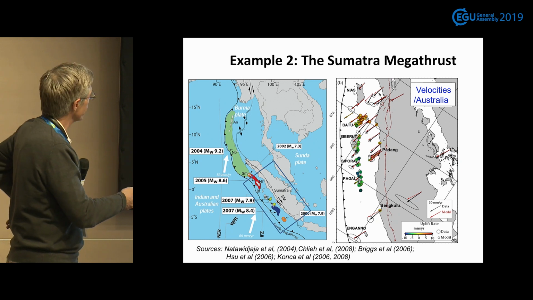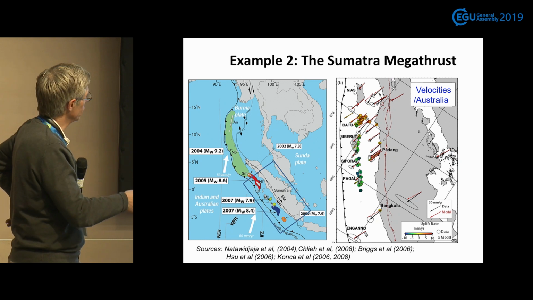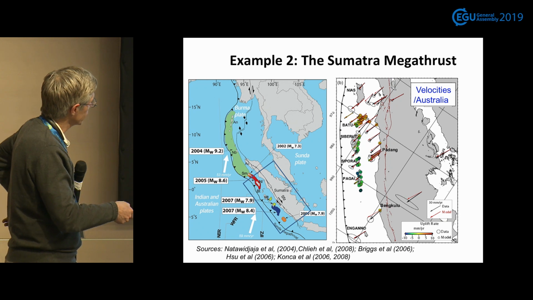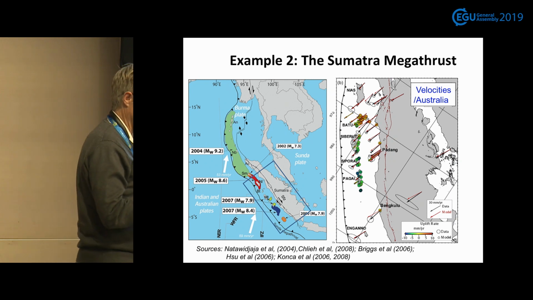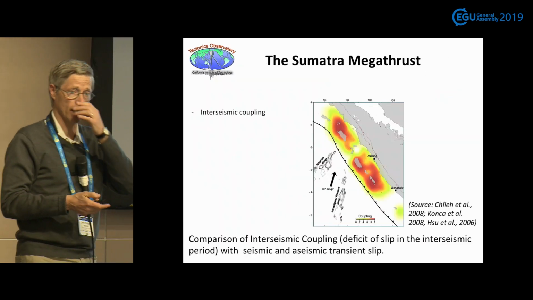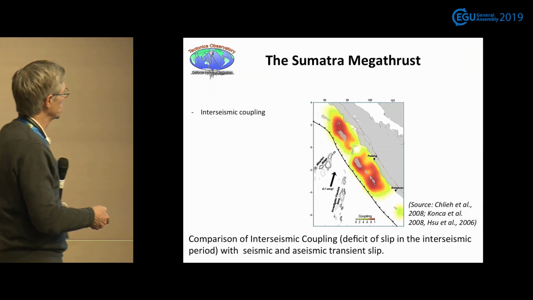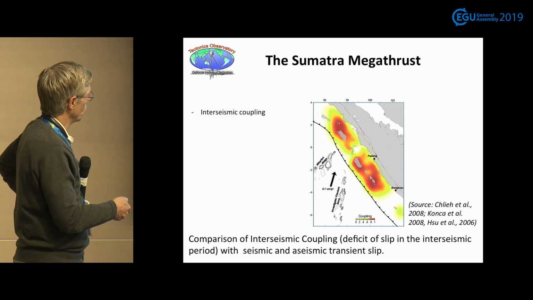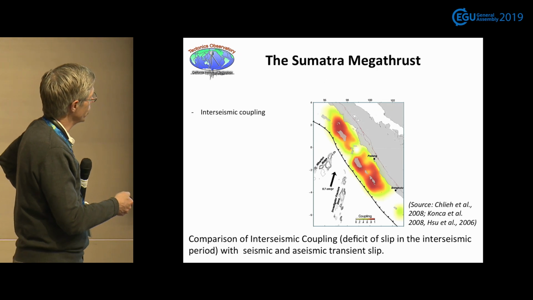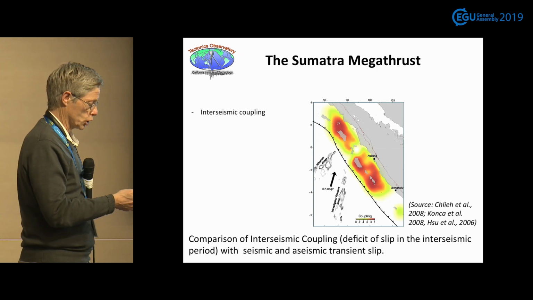Okay? So that area here, in the Mentawai Island, has to be quite locked. In the south, you see these vectors are much larger. So here it's more creeping. So you can do, again, an inversion of those data to determine the pattern of locking of the plate interface, and this is what you get. You find that it's quite locked under the Mentawai Islands, but you have areas where it's not locked so much.